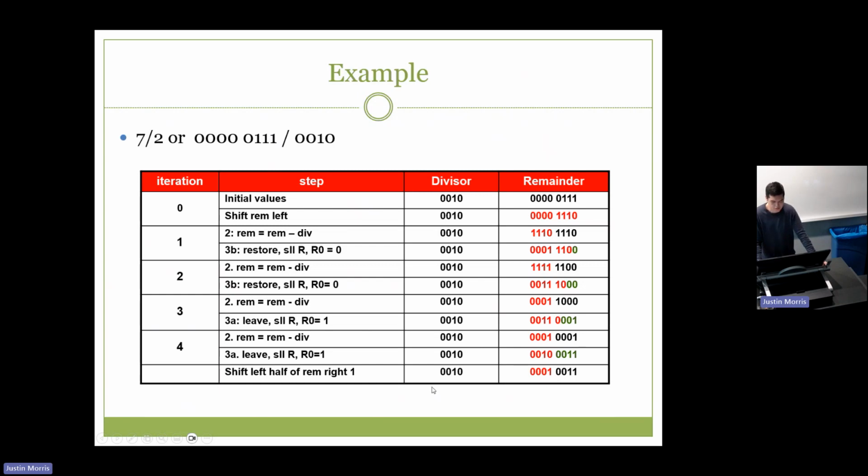And our correction is to shift the left half. And it's important that you remember that it's just the left half and not the entire remainder register to the right by 1. And now you have your quotient in the right half, remainder in the left half. The quotient again is 3 and remainder is 1. And you can always double check, 7 divided by 2 is 3, remainder 1, right?